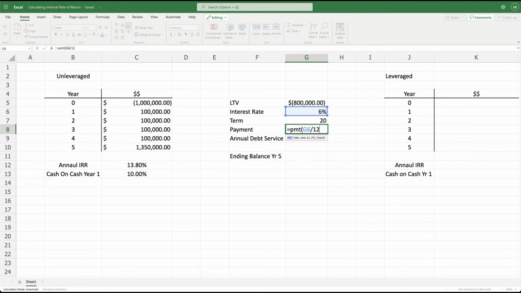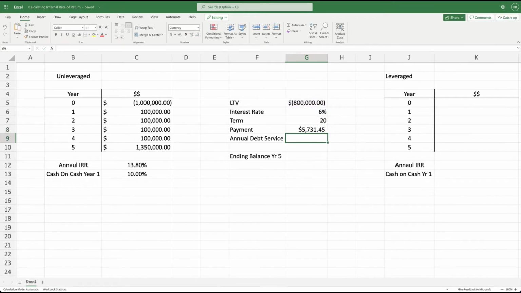We're going to divide by 12. The next we're going to go to is the number of periods. That's the term, but again we're going monthly here, so we're going to multiply that by 12. Then the present value is the present value of the note or the mortgage, which is $800,000. It's a negative. And then the future value is 0, because at the end of this term it will fully be paid off.